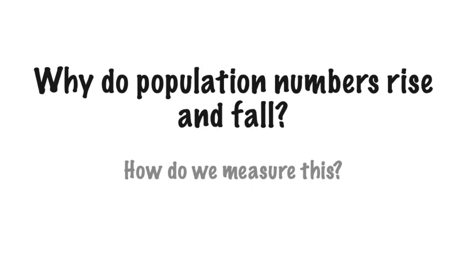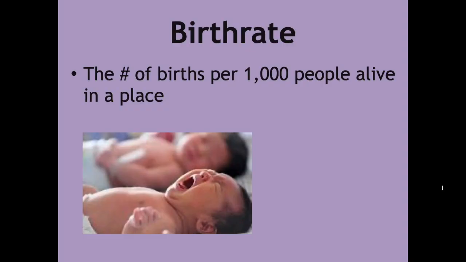Welcome back, guys. So now we're going to talk about why do population numbers rise and why do they fall? And in this class, how do we measure that? And so we're going to start with the birth rate. And put simply, birth rate is just the number of births per 1,000 people alive in a place.